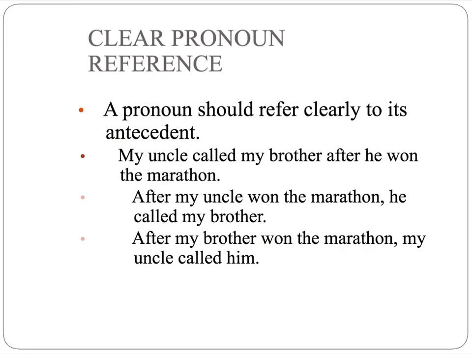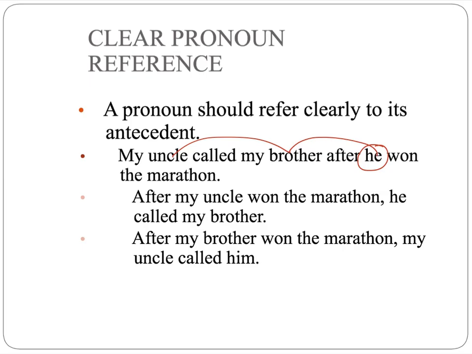Clear pronoun reference is when you write a sentence and the antecedent of the pronoun is not as clear as it could be. The antecedent, you will remember, is the word that the pronoun refers back to. In a sentence like, my uncle called my brother after he won the marathon, he is unclear. We don't know if it's referring back to brother or if it's referring back to uncle. It's not incorrect, it's just not entirely clear.